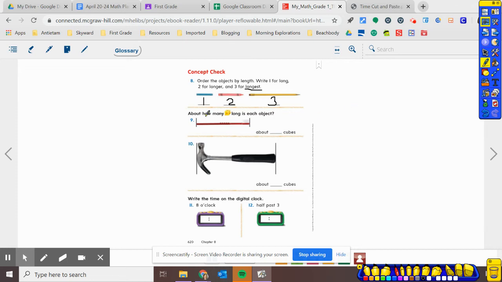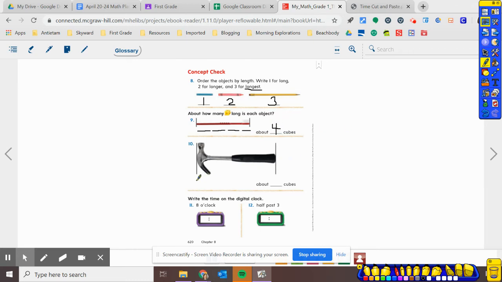All right, let's see. Number 9, about how many cubes long is each object? So let's see, I'm going to draw the cubes underneath for you in little lines, and then you're going to count them up. So about how many cubes is that object? Well, we can see there are 4 lines, so it's about 4 cubes.